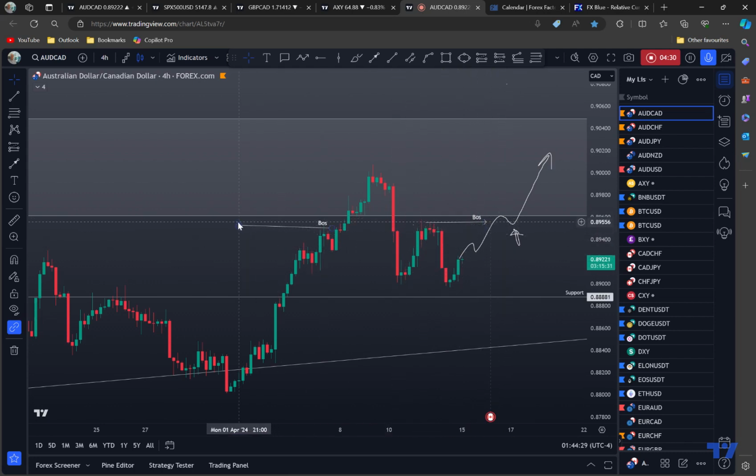All right, I think that more or less wraps it up, guys. So that's my take on the Aussie CAD. Now, if this doesn't set up, then there's no trade, or we let it go, okay?